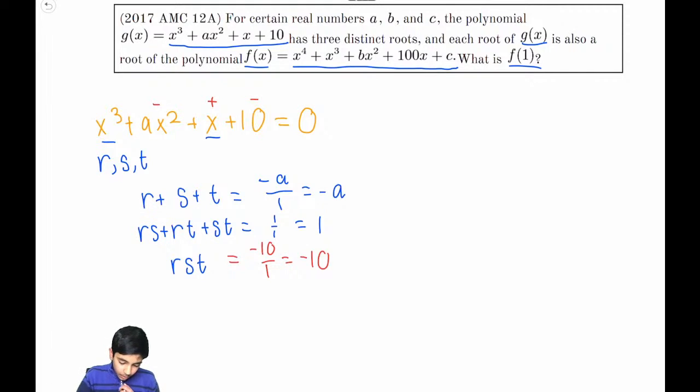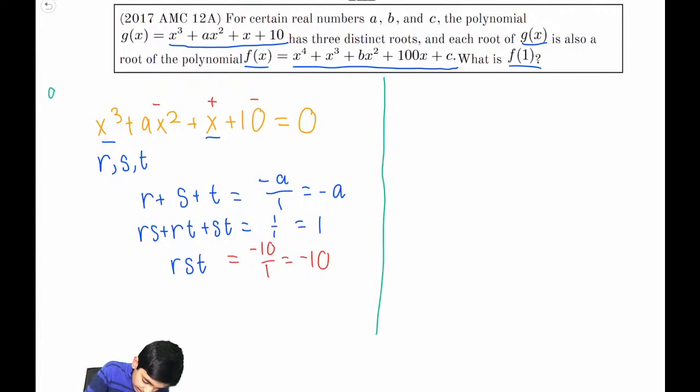So now let's take a look at our second one. This is g of x. Let's just draw a line here. This is f of x, g of x, sorry. This is going to be f of x.